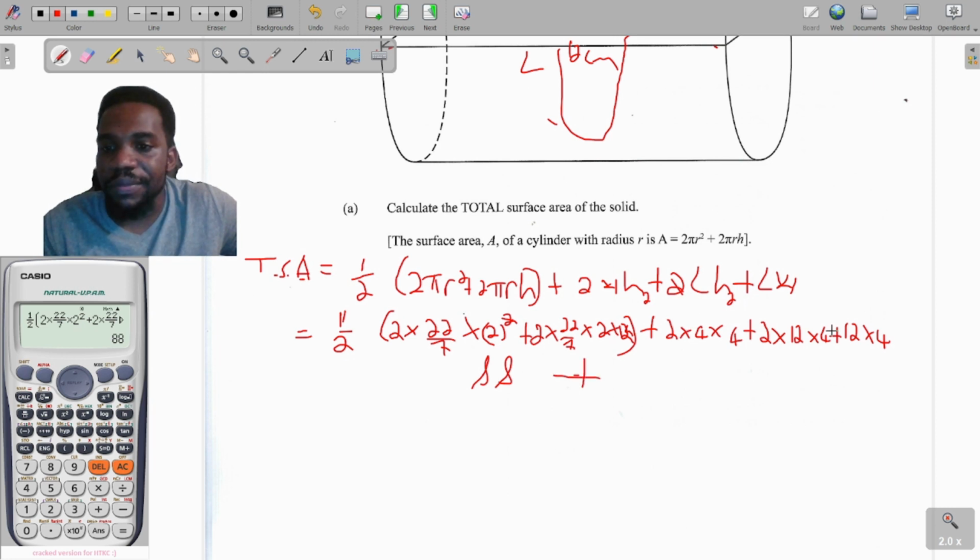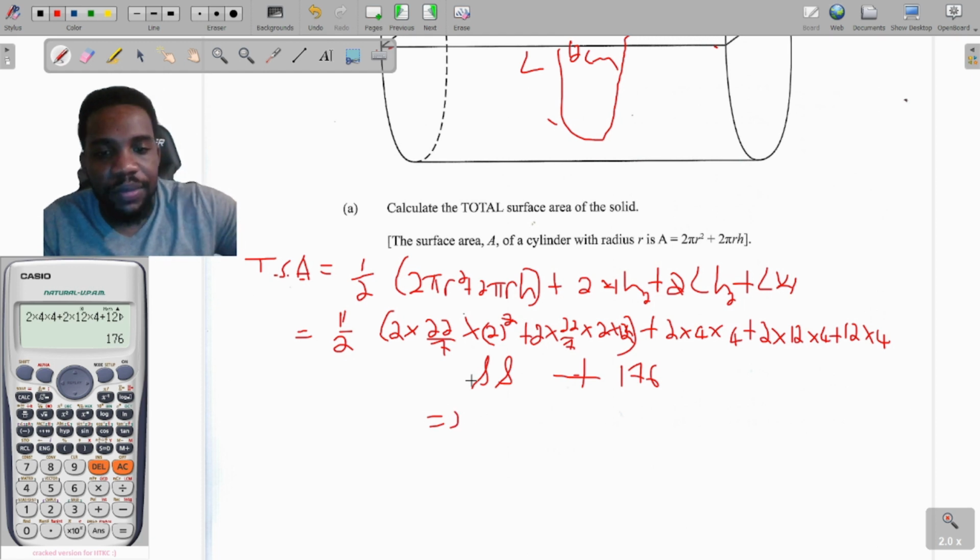And then I can put in all of this. So let me take out my calculator. I'm going to clear all of this. And I'm going to have 2 times 4 times 4 added to 2 times 12 times 4, added to 12 multiplied by 4. And that is equal to 176. So I'm going to have 176 here.